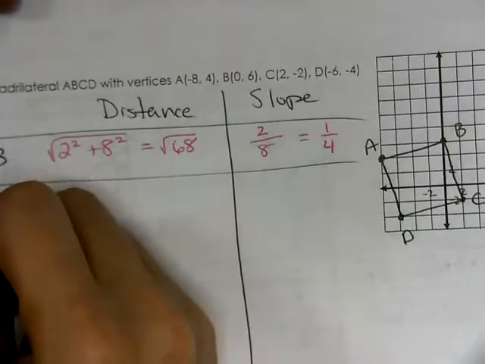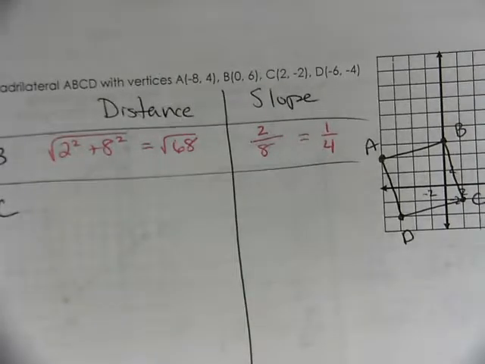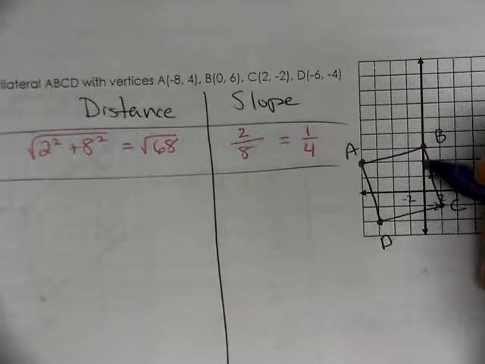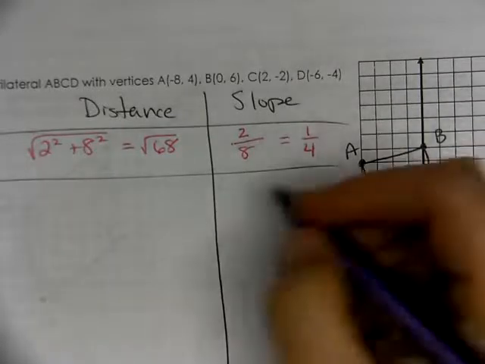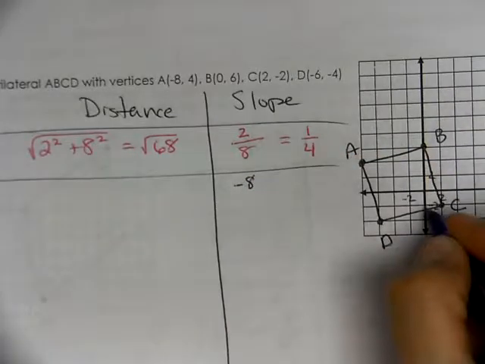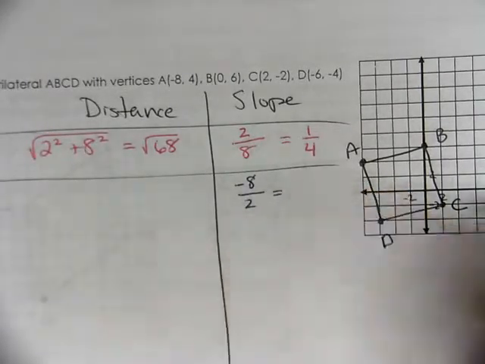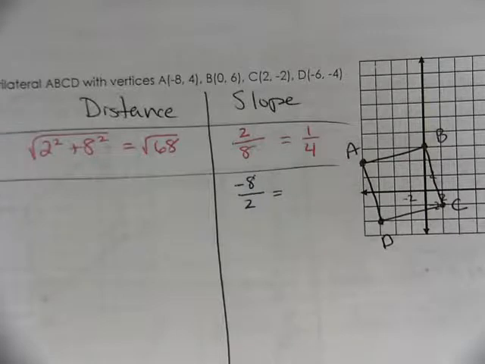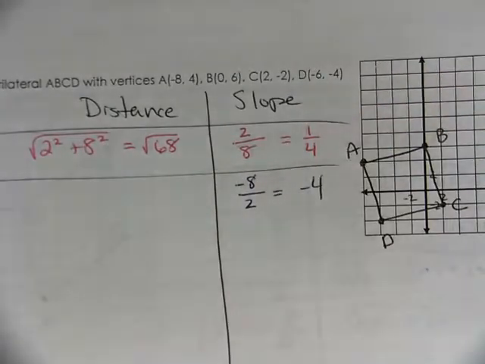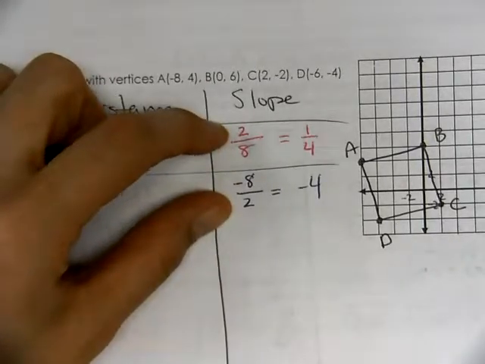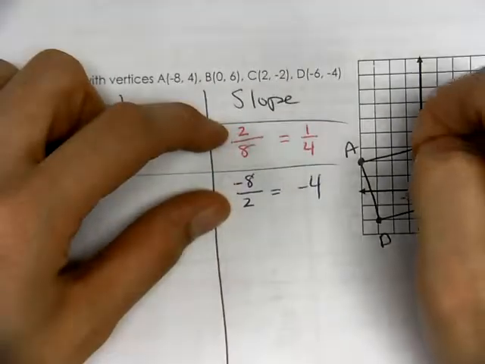Make sense? Now we're going to go from B to C. So B to C, I go down 2, 4, 6, 8. That's negative 8. Over to the right 2. So negative 8 over 2 is negative 4. So right away, those two are opposite reciprocal slopes. That tells me angle B is a right angle.